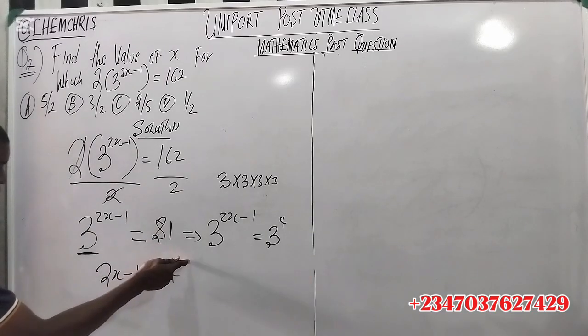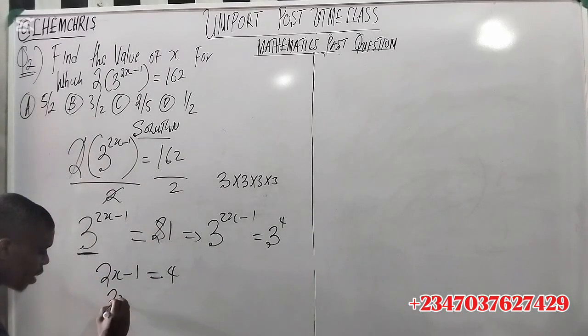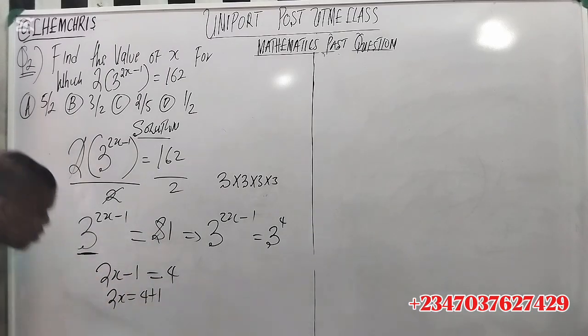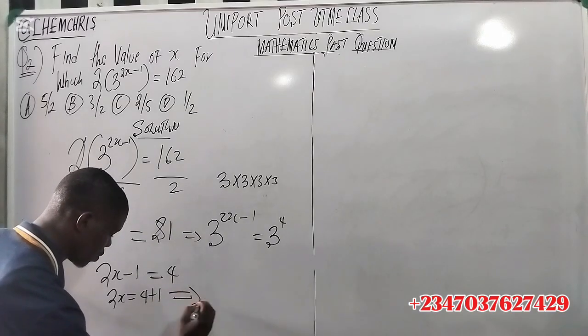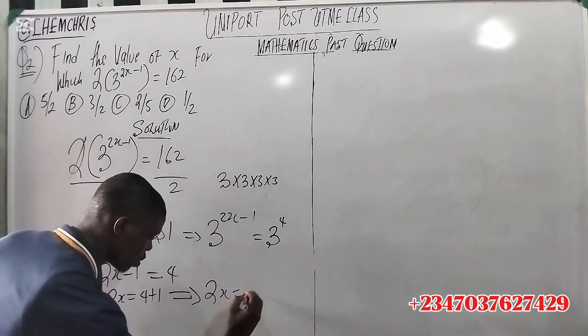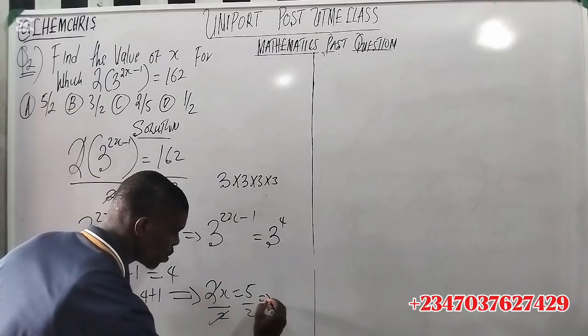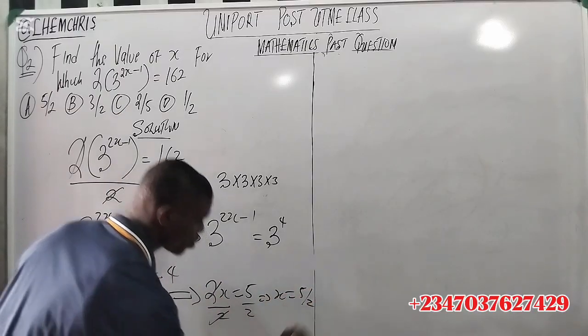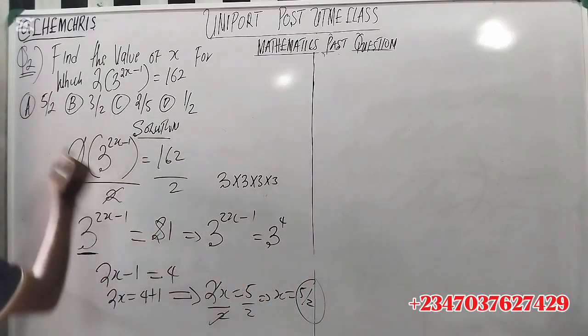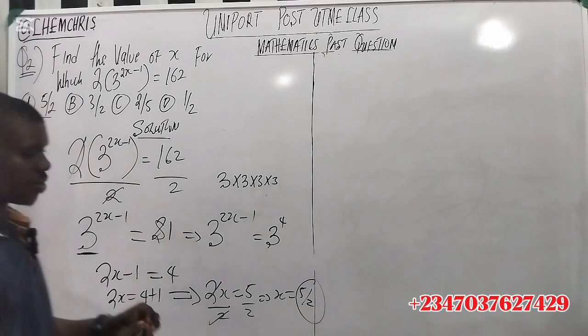If you carry something to that side, you have 2x equals 4 plus 1, right? This implies that 2x equals 5. Divide both sides by 2. So what you have here is x equals 5 over 2. So this is the answer. The answer is A, right?